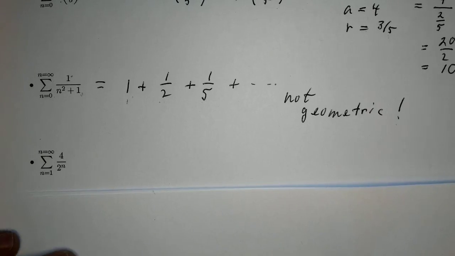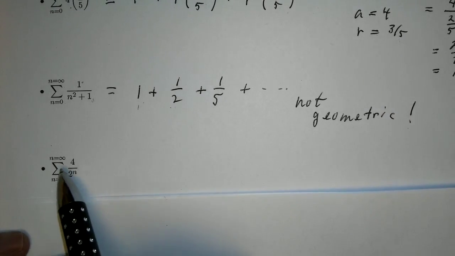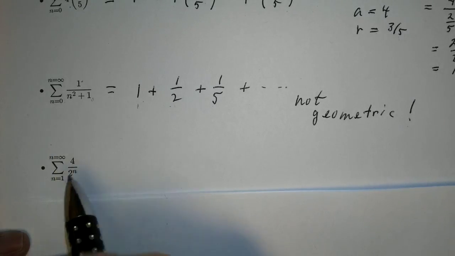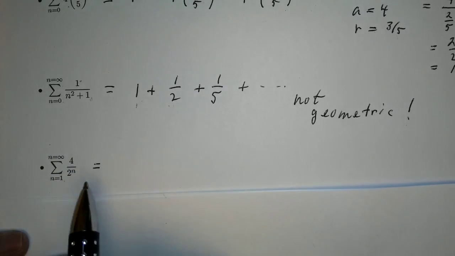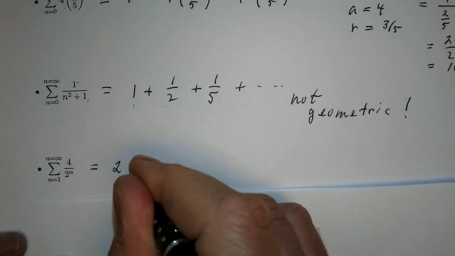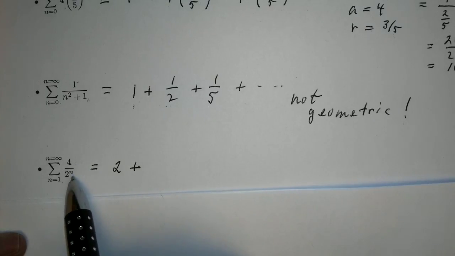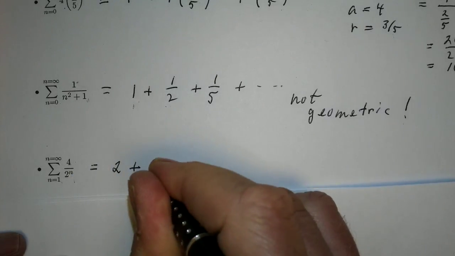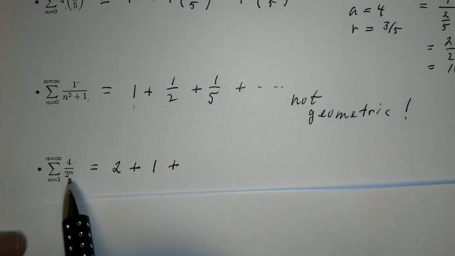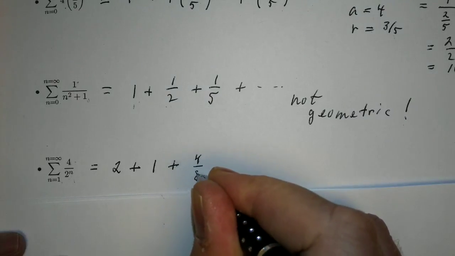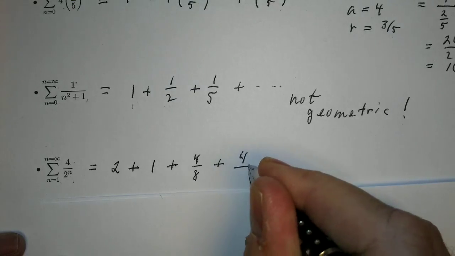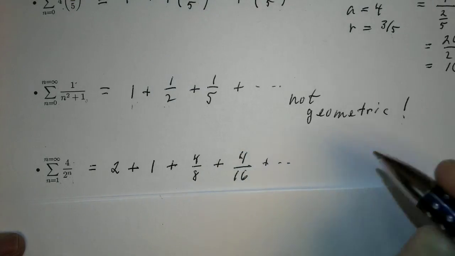The series from n equals 1 to infinity of 4 over 2 to the n. Notice that I'm starting at not 0, but at 1 this time. So let's write down the first few terms. If n is 1, I get 4 over 2, which is 2. If n is 2, I get 4 over 4, which is 1. If n is 3, I get 4 over 8. If n is 4, I get 4 over 16, and so on and so forth.